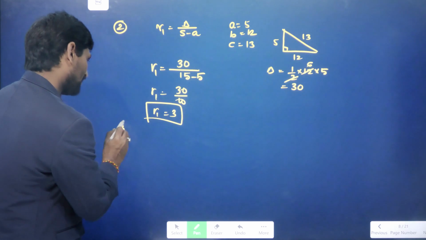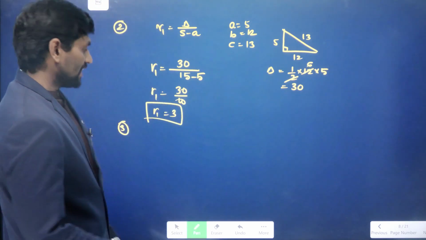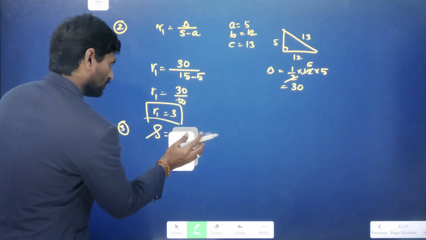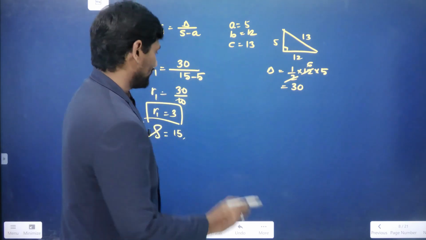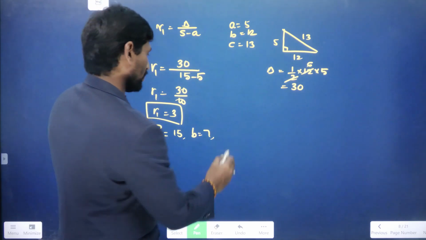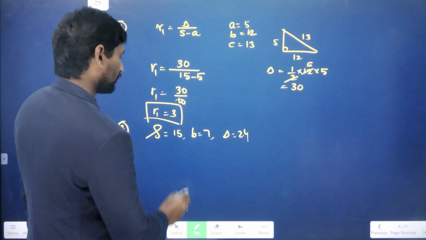Okay? Let us go to the third problem. In triangle ABC, S value is 15, and B value is 7. Next, delta value is 24. We need to find out the value of R2.